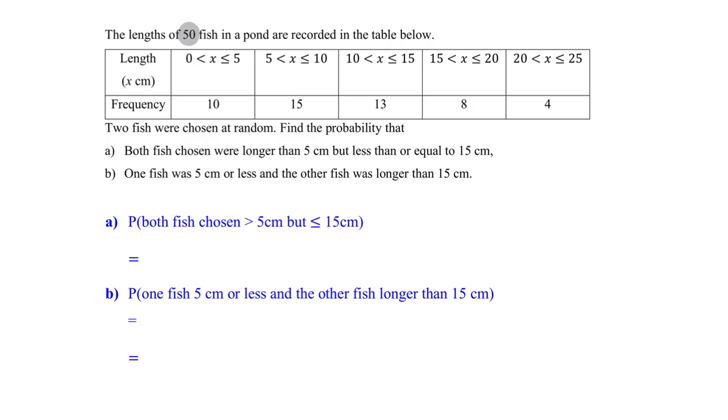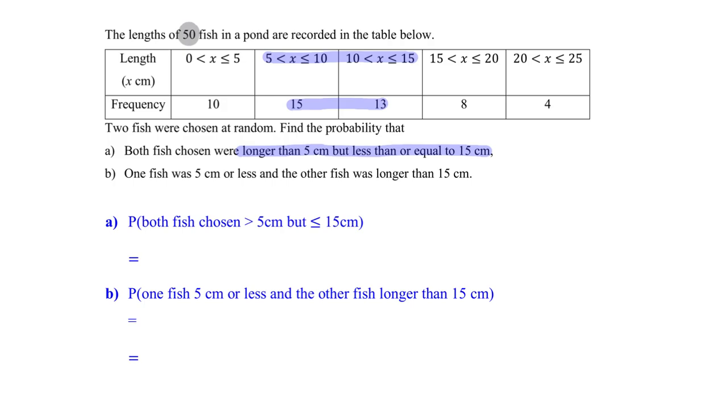This means that first of all I need to find longer than 5 cm but less than or equal to 15. Longer than 5, less than or equal to 15. That means we are looking at this here, 15 plus 13. So the probability would then be 28 out of 50 for the first fish.